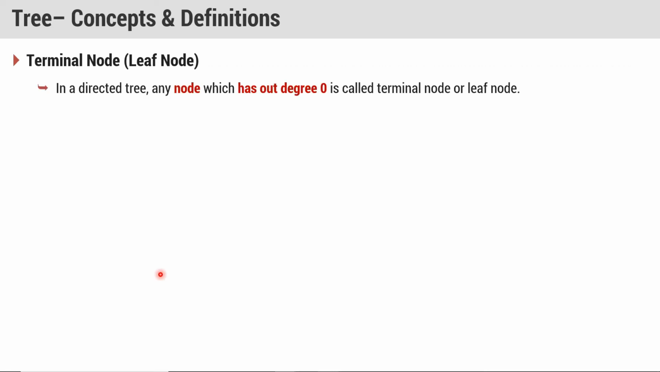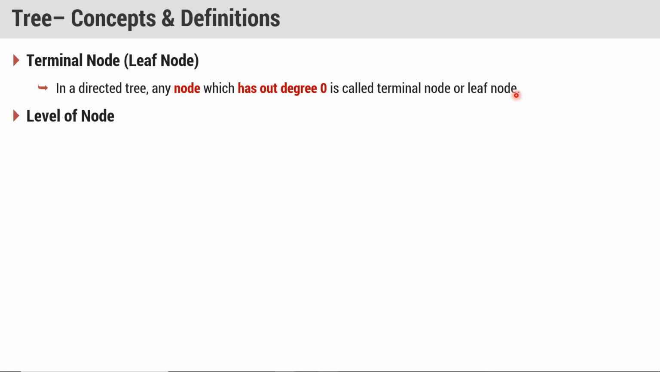Then next is terminal node or leaf node. In a directed tree, any node which has out degree 0 is called a terminal node or leaf node. That means there is no other node which is connected from this node, then it is called a terminal node or leaf node.